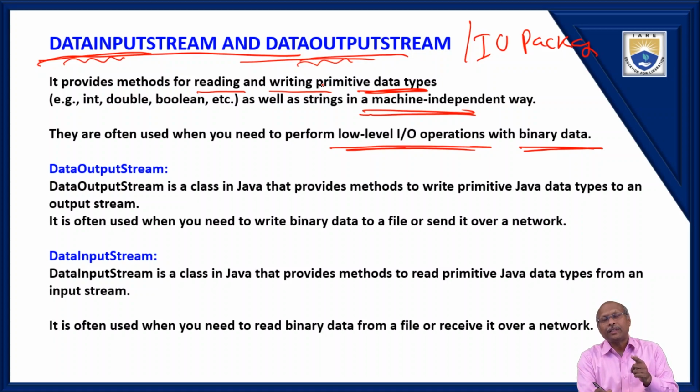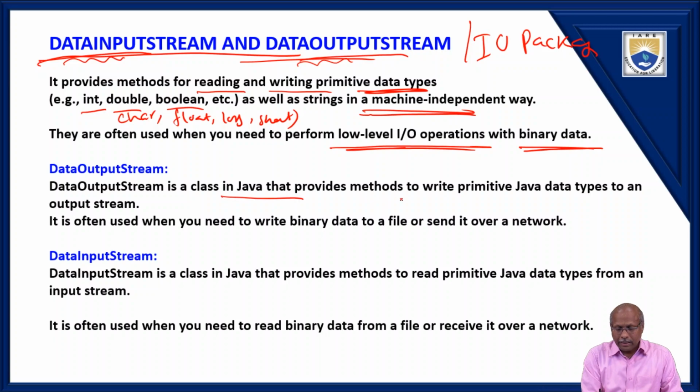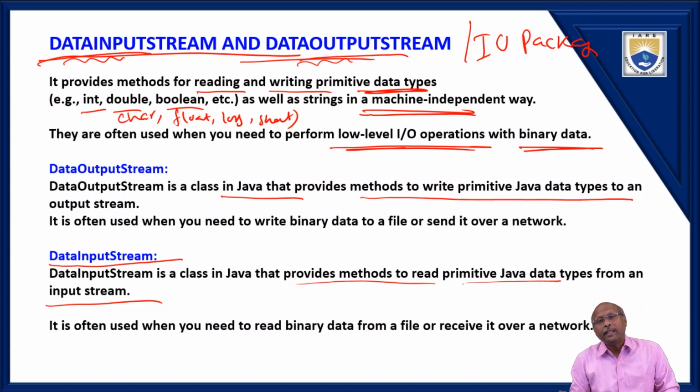So whenever you want to read or write primitive data, what does that mean? Integer, double, boolean, character, float, meaning int, char, float, long, short. This kind of data you can write directly with the help of these streams. DataOutputStream is a class in Java that provides methods to write primitive data. Similarly, DataInputStream is a class that provides methods to read primitive data from the input stream. So whenever you are dealing with primitive data types, always go for DataInputStream and DataOutputStream.